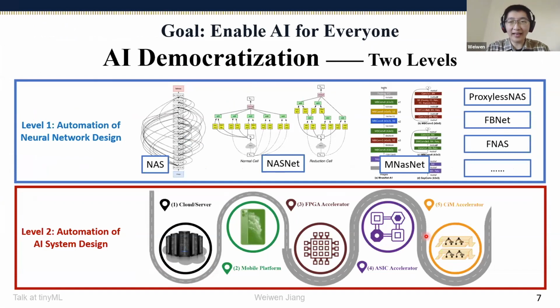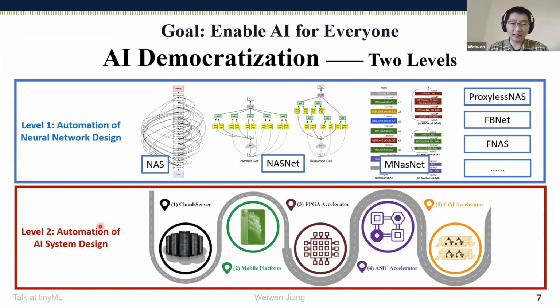After the concept of AI democratization was proposed, we have witnessed the growth of this research field in the past 3 years. It gradually becomes clear that AI democratization can be achieved through 2 levels of optimization. The first level is automation of neural network design. It can automatically identify a neural network according to the user application. However, only having the neural network is not enough, since the model needs to be finally deployed to the hardware for execution. Therefore, it requires the second level of optimization, that is the automation of AI system design.